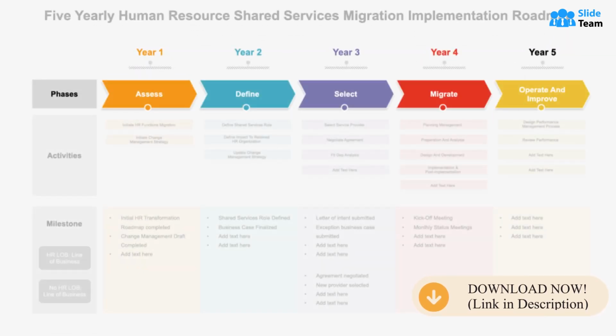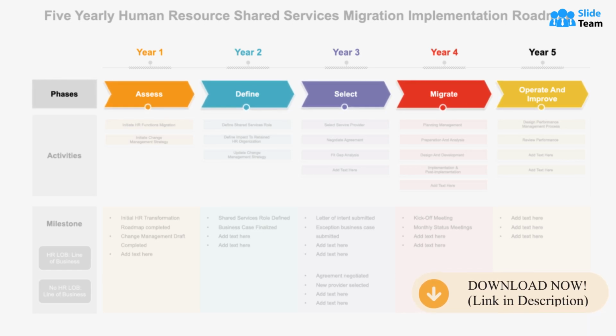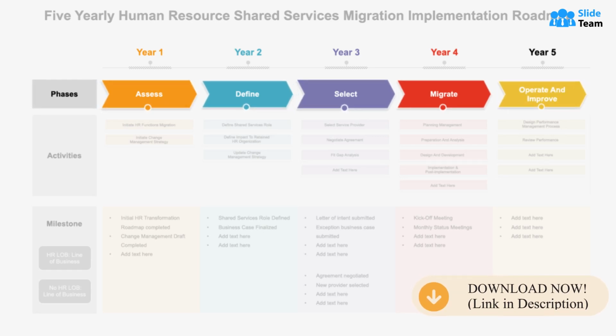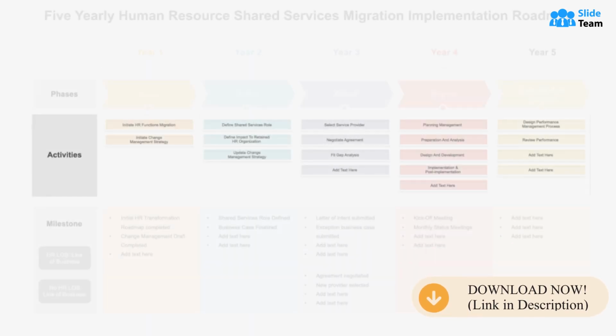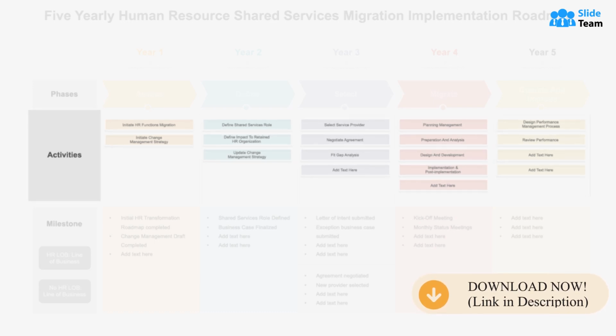This roadmap design highlights the 5 phases of the HR service migration with color-coded ribbons. The process commences with the assessment phase, definition, selection of service providers, holding relevant meetings, operations, and improvement phase. Next comes noting the activities needed to complete each phase and uninterrupted migration of HR shared services.